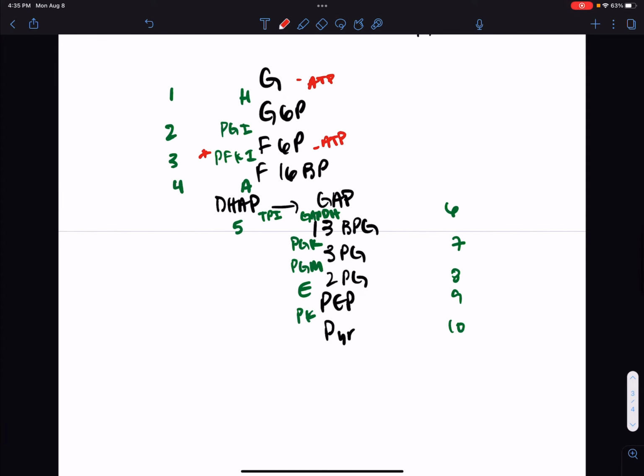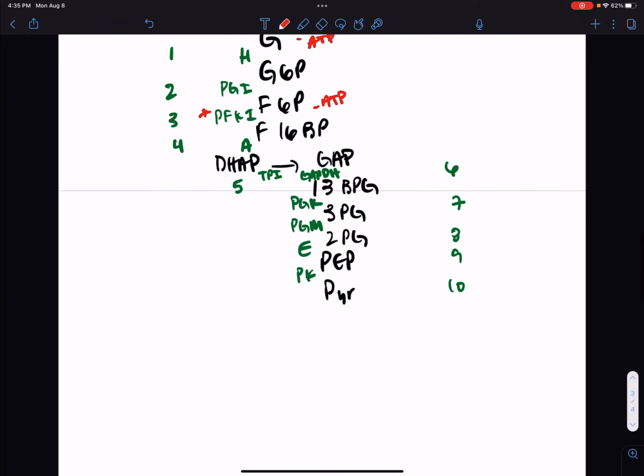And then from fructose 1,6-bisphosphate, we're just cleaving it in half. So aldolase does not need a cofactor. DHAP to GAP, it's isomerizing, so we don't need any cofactors there. And then from GAP to bisphosphoglycerate, it's the weird one, right? So we've got NAD plus and inorganic phosphate going in, and then we're netting an NADH and a hydrogen ion. So that's at step 6.